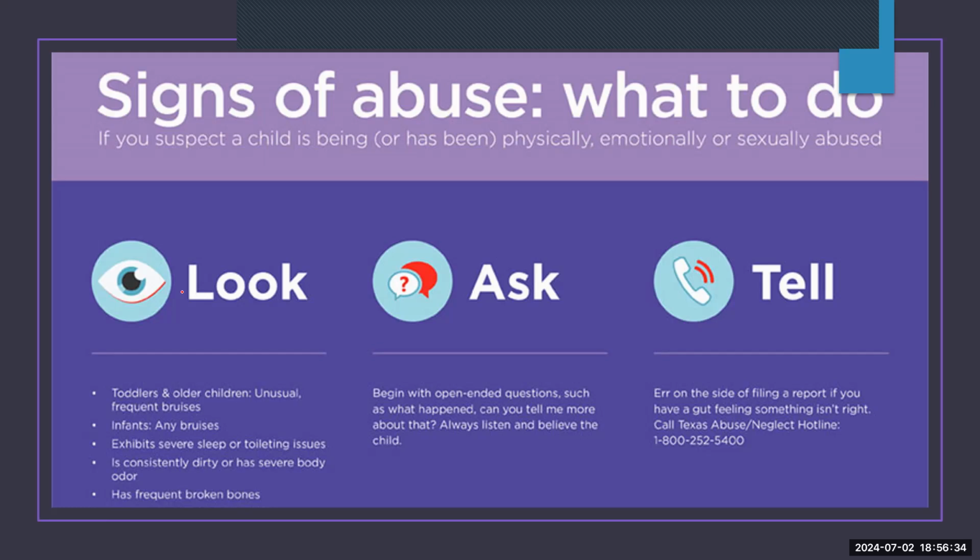One of the students in our class last semester would come to school starving every morning. He would eat breakfast and still be starving. So it's stuff like that. It's not our job to investigate, it's our job to tell. We can ask those open-ended questions, but we always believe our students, we always listen to them, and then we report.